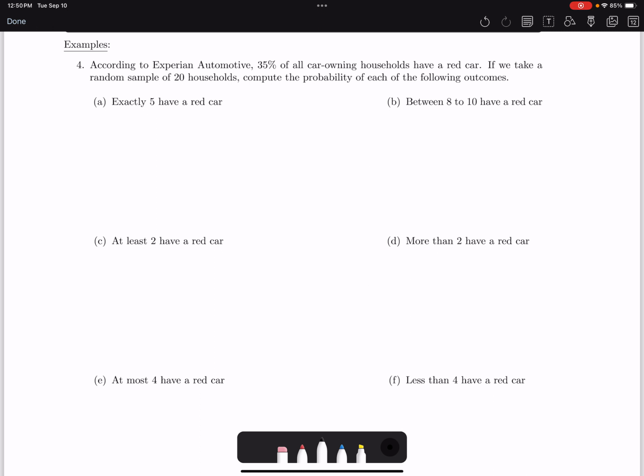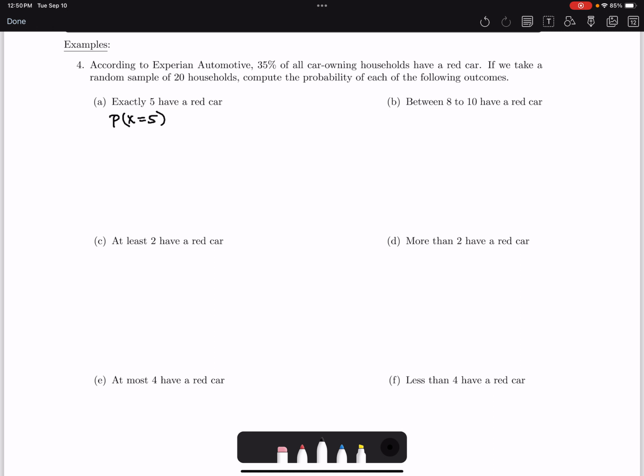Number 4 here says, according to Experian Automotive, 35% of all car-owning households have a red car. If we take a random sample of 20 households, compute the probability of each of the following outcomes. And in part A, we want the probability exactly 5 have a red car. Okay, so we want the probability x equals 5. Note, first of all, that this is a binomial situation, right? You either have a red car or you don't.